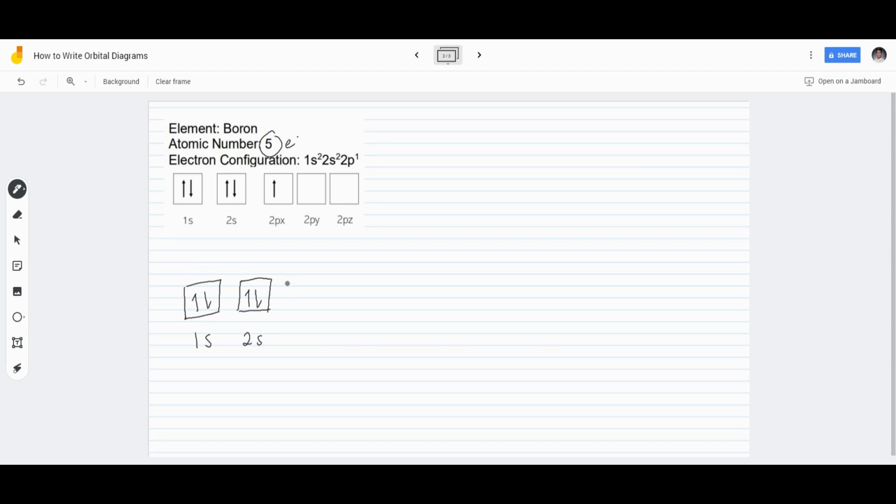Now we go to the p orbital. So there are 3 p orbitals, but we're only going to be using one of these boxes. Okay, so I'll just write here to illustrate to you. So you have here the 2p. You can write 2px, 2py, 2pz, but this would be fine. Just writing the 2p there.